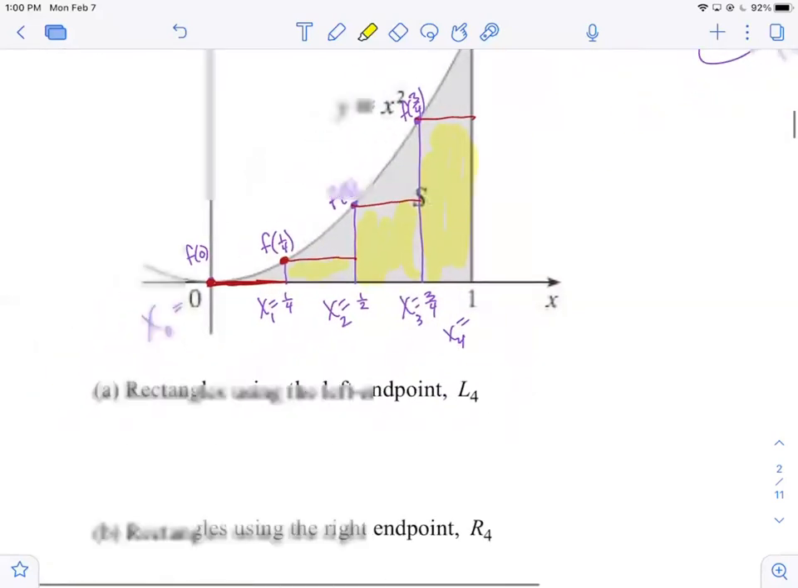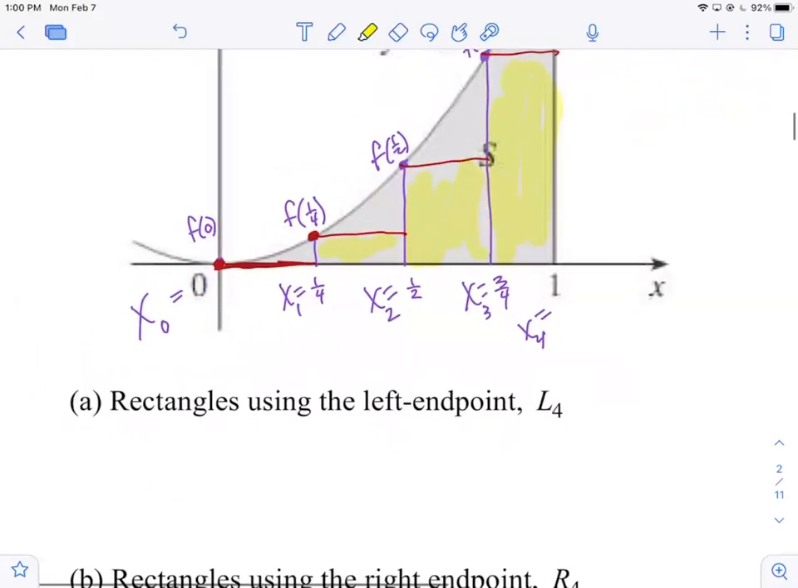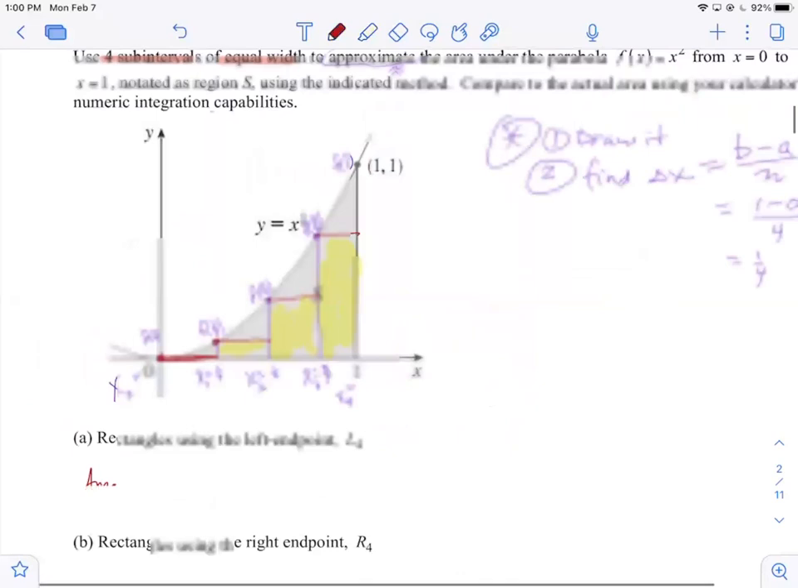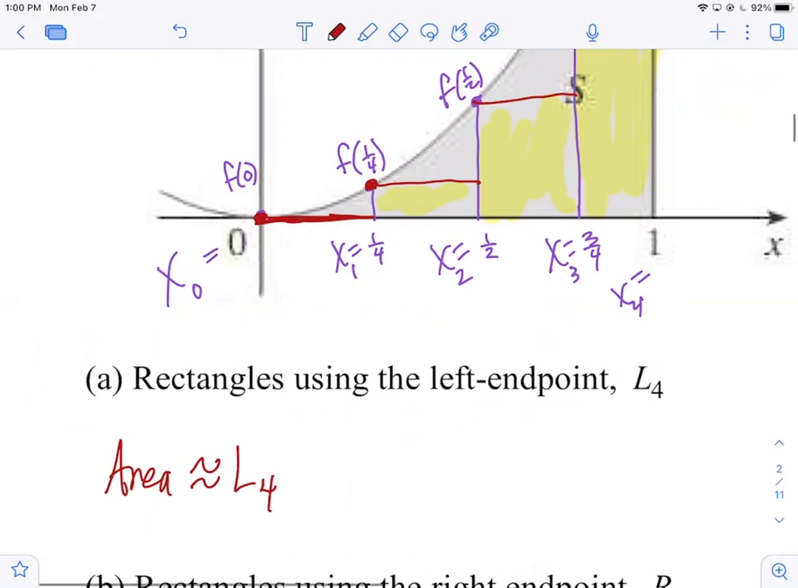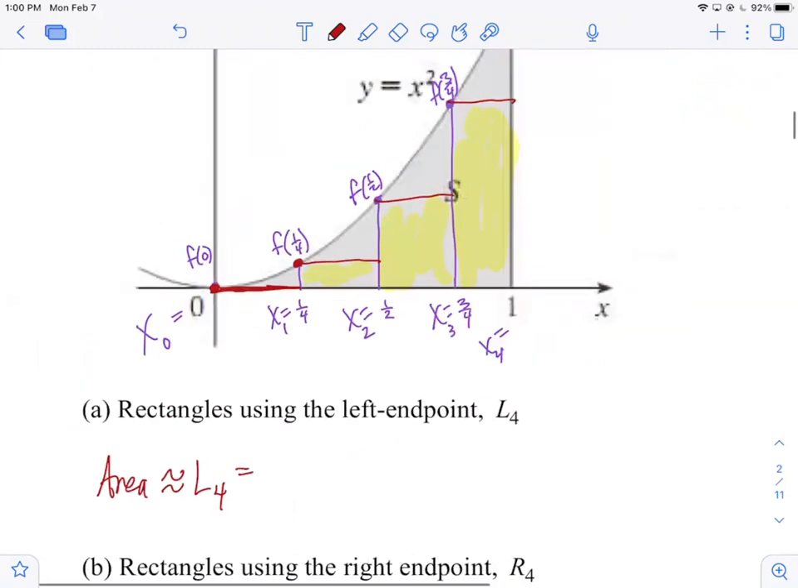So let's go ahead and write it out. Here's what we're going to say. We're going to say that the area is going to be approximated by L sub 4. We typically use L for left endpoint, and then the subscript kind of tells the user or the observer how many subintervals you're using, okay? So the actual area is approximated by L sub 4, which equals, and now it's just geometry.